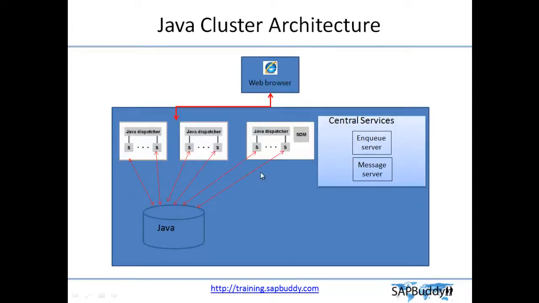So let's go to the next one. Here you can see multiple instances in this particular Java cluster, where you have more than one server process and the central process is only one. That's the main difference. For each instance, you will have separate Java dispatchers, and the central process is managed centrally. For example, the enqueue server as well as the message server will be managed centrally, similar to ABAP.